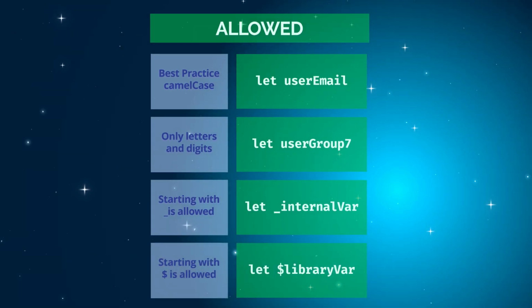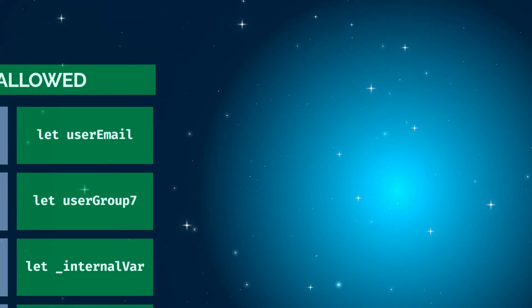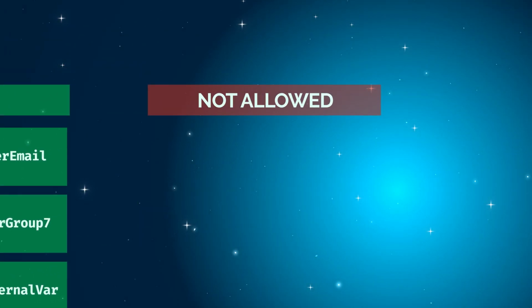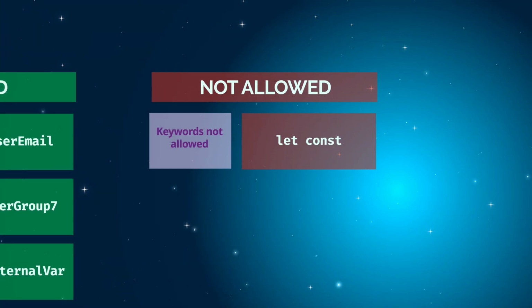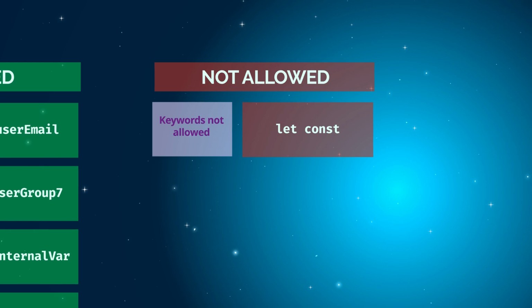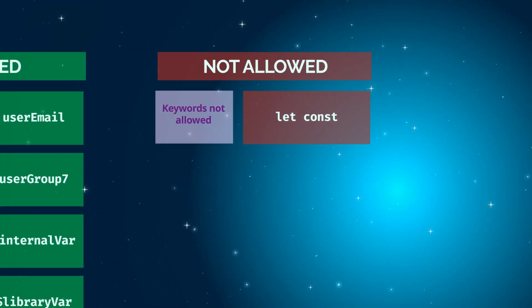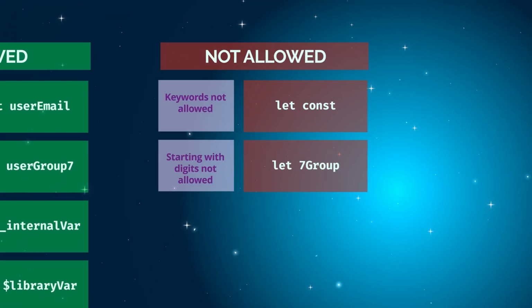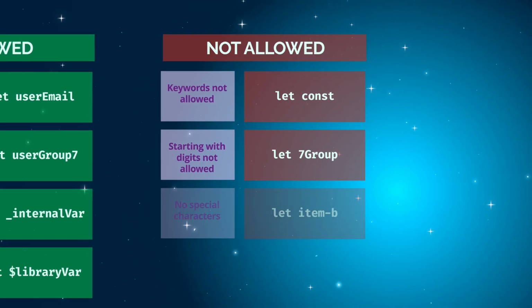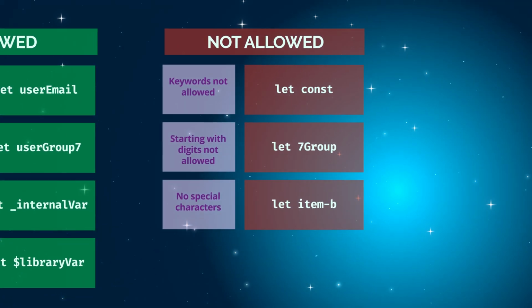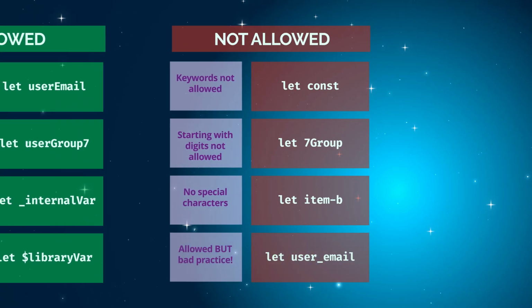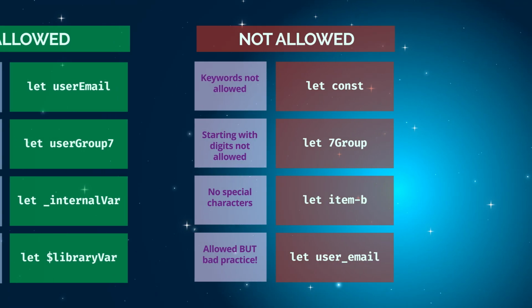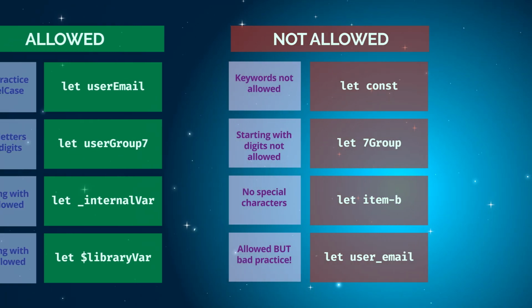special character typically at the start of the variable name for specific purposes. However, there are some restrictions to keep in mind. Variable or constant names cannot be reserved keywords like let, const, typeof, etc. Names cannot start with a digit, and you cannot use special characters like hyphens or hashtags except for the $ sign and underscore. Lastly, user_email with underscores is allowed but not recommended.